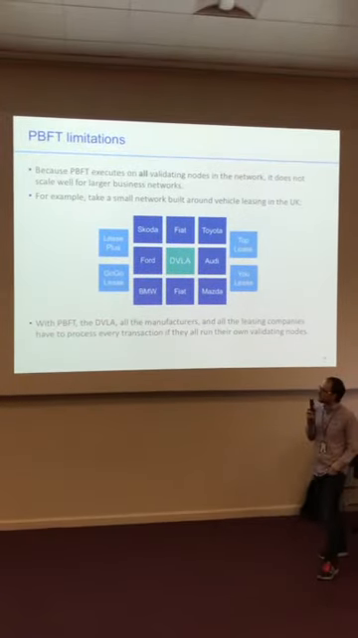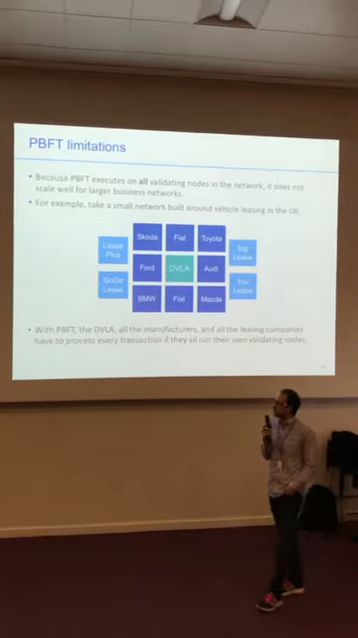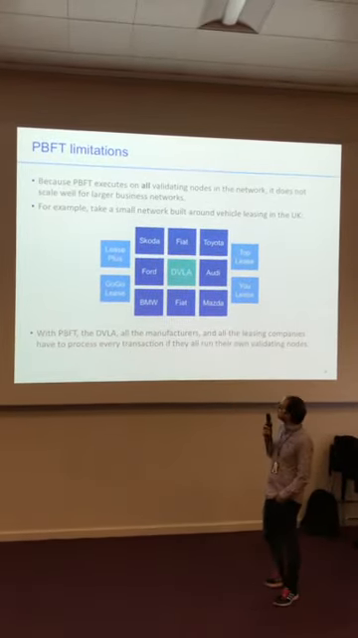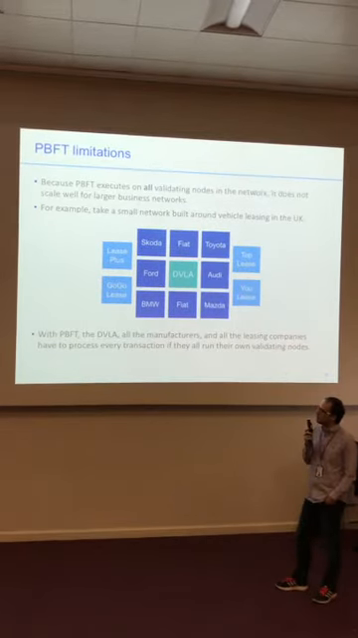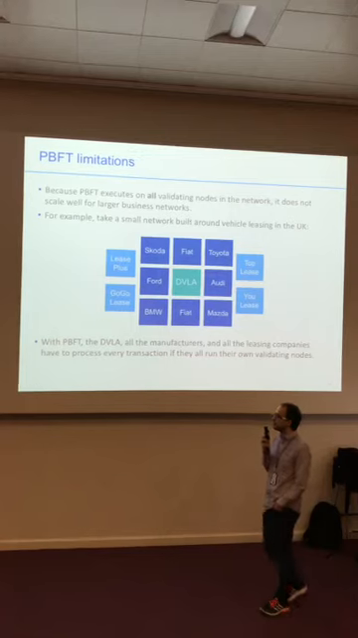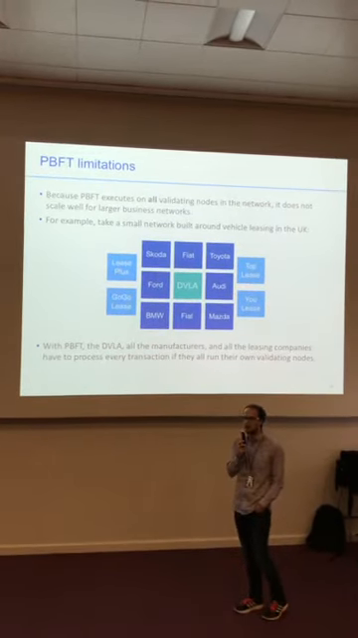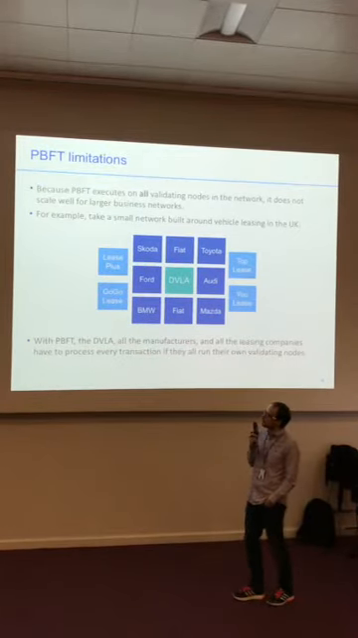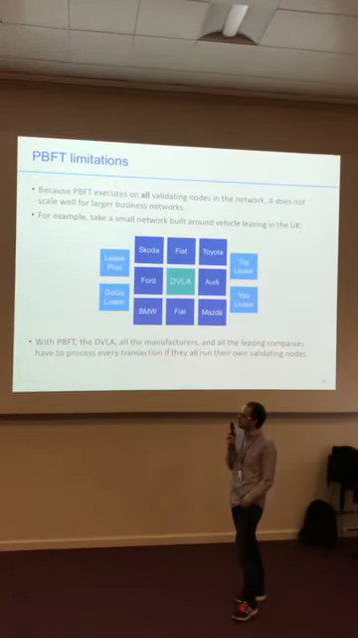So BFT has some limitations. In a simple 4-node network that you might have been using over the weekend, that's sort of fine. But when you start coming to real-world networks with a significant number of people that want their own validating nodes, then it's not going to scale particularly well. I mean, here's a small car leasing demo. Apologies if your favorite car manufacturer isn't shown.